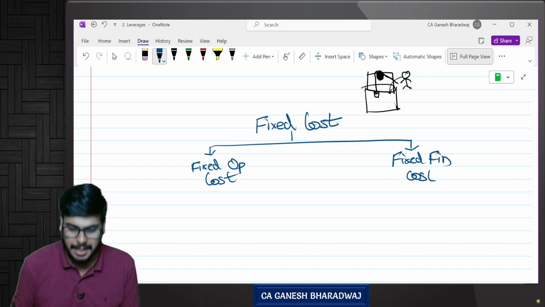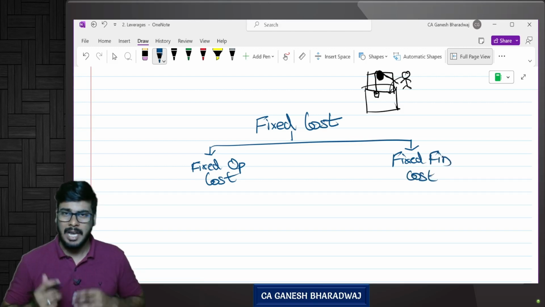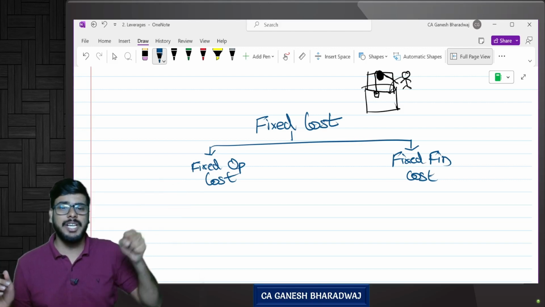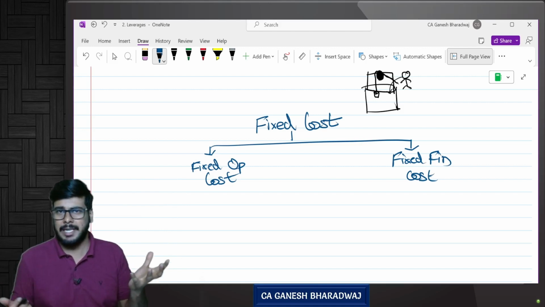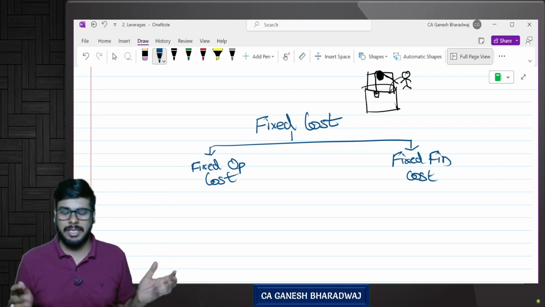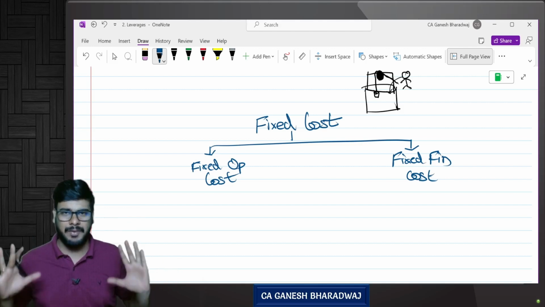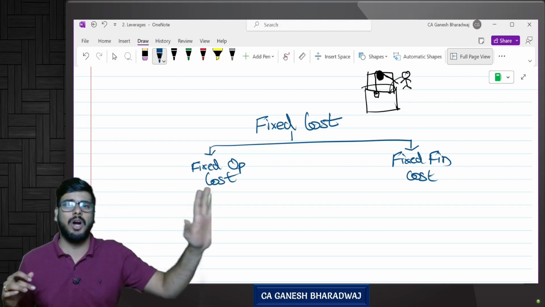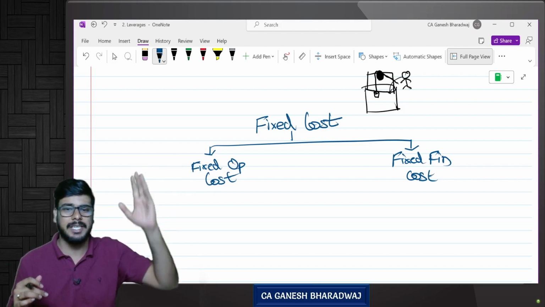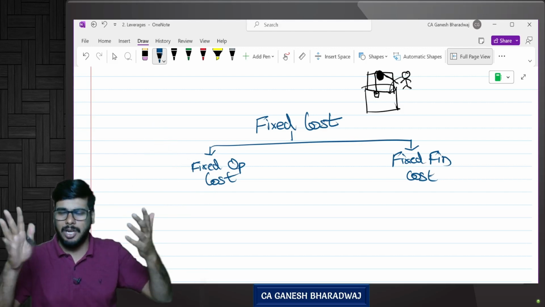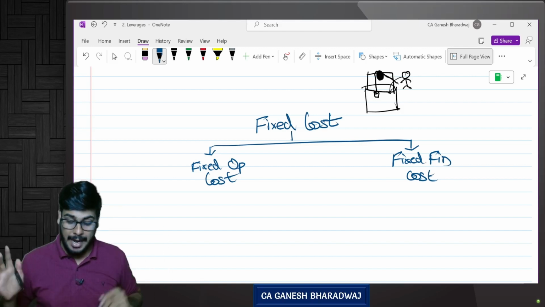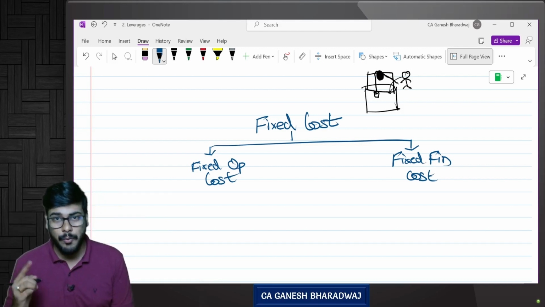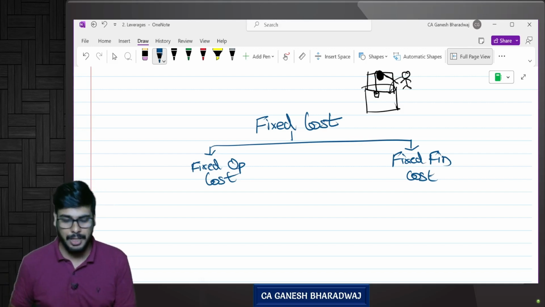Sir, what is the meaning? First of all, what do you mean by fixed cost? A cost that remains constant in total, so it will not change with your change in volume. Basically, you would have learned this in your costing. For those who have not studied costing, fine. Fixed cost means this. Common sense, it will not change no matter what. If there is a change in sales, if you increase your volume or decrease your volume, this cost will not change. It will remain as such. Now, sir, you are classifying this into two: fixed operating cost, fixed financial cost.